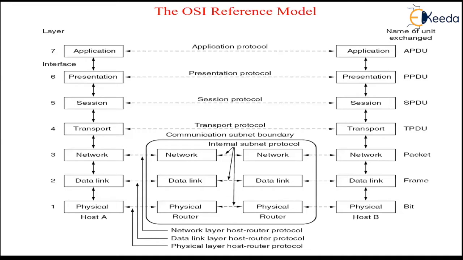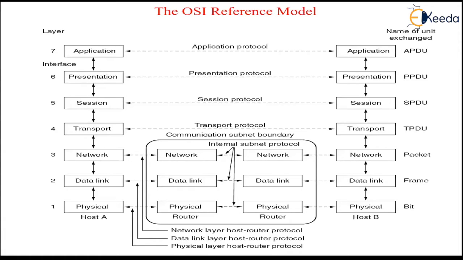Then the next layer is the presentation layer. The presentation layer is concerned with the syntax and semantics of the information exchanged between two systems. The responsibilities of the presentation layer include translation, encryption, and compression of the data. First, we will see translation. The processes, that is the running programs in two systems, are usually exchanging information in the form of character strings, numbers, and so on. The information must be changed to bit streams before being transmitted.